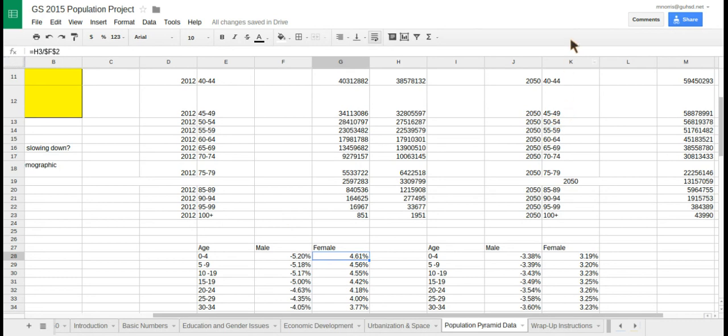So go back, check your math if you need to, and make sure things are going well. Make sure it's formatted properly. Make sure you're referring to a cell rather than a number whenever you can help it.